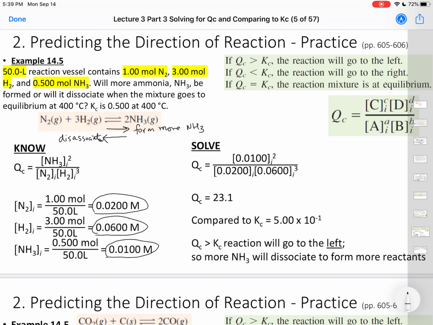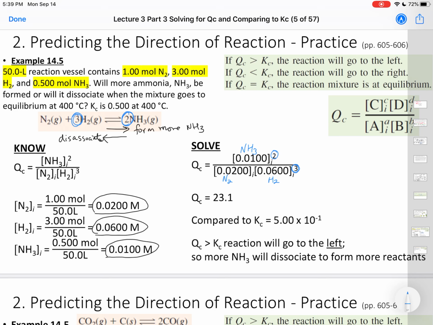Okay, we're going to plug this in, and again, it's products over reactants. So I have my NH3 here. It is squared because of the 2 in front of the NH3. And I have my N2 and my H2. And again, the H2 is to the third because of the coefficient in front of the H2. This comes out to 23.1 if you do the math. And it tells us that Kc is 0.5, or 5 times 10 to the minus 1.